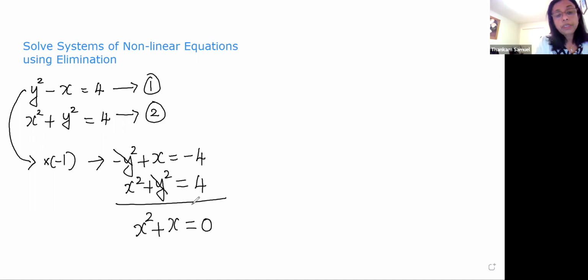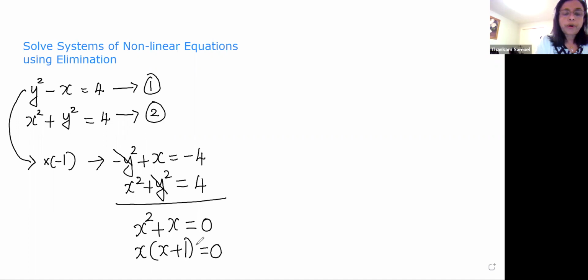Now we have to solve for x. How do we solve for x in this equation? Let's look at the left side. You can see that you can factor out x. So factor out x: x times x plus 1 equals 0.